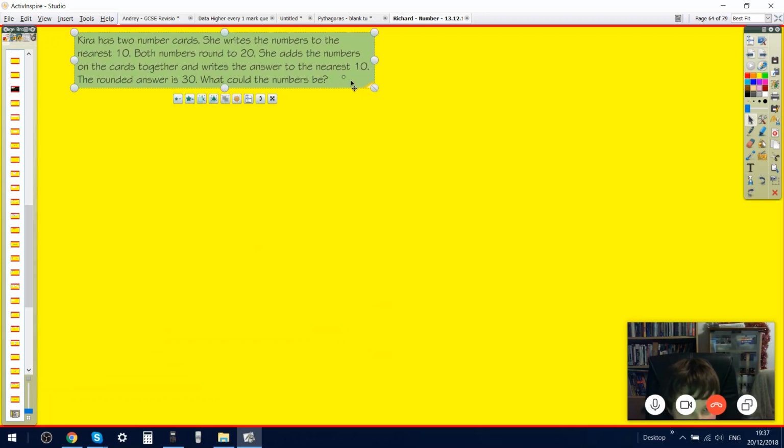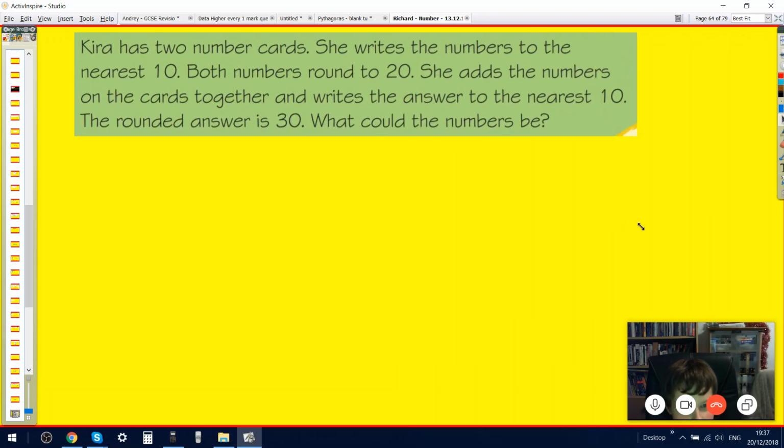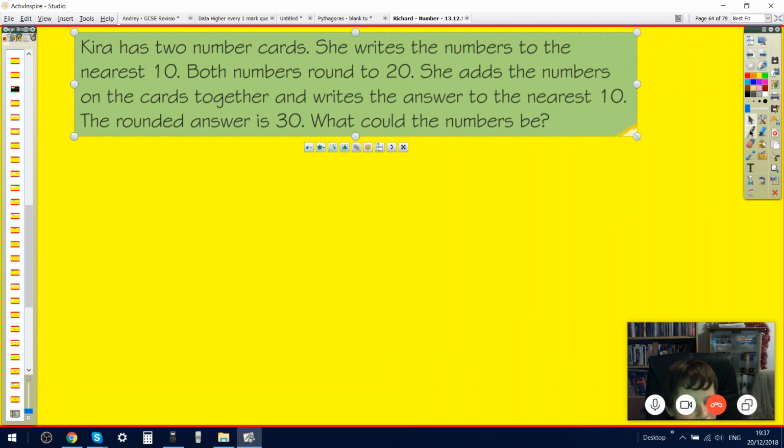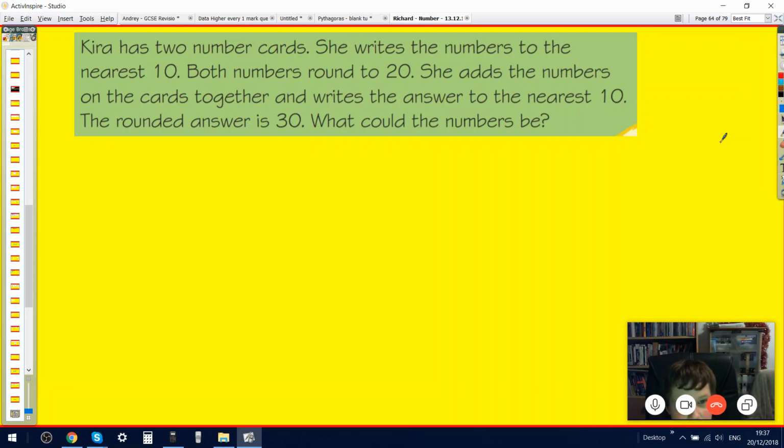Okay, let's try this tricky one. And these are the very tricky questions. Oh, okay. Hera has 2 number cards. She writes the numbers to the nearest 10. Both numbers round to 20. She adds the numbers on the cards together and writes the answer to the nearest 10. The rounded answer is 30.